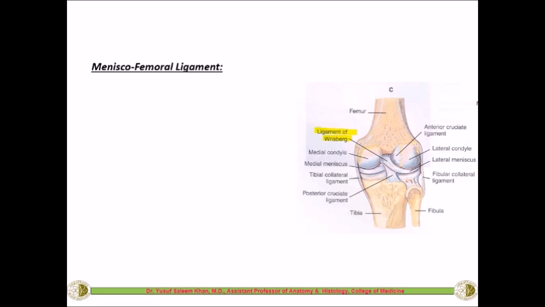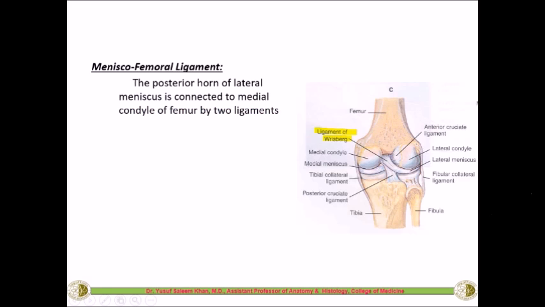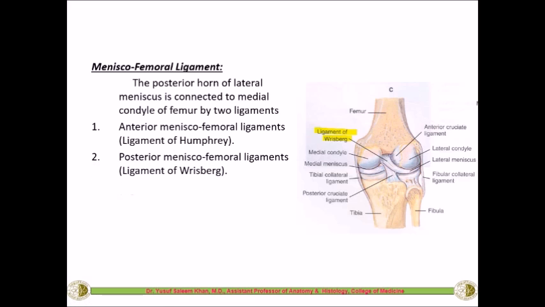There are also some small ligaments called the meniscofemoral ligaments, which are attached to the posterior horn of the lateral meniscus. So here is the lateral meniscus, and the posterior horn of the lateral meniscus is connected to the medial condyle of the femur. So it is attached to the medial condyle of the femur by two ligaments, anterior and posterior. The anterior meniscofemoral ligament is called the ligament of Humphrey, and there is also the posterior meniscofemoral ligament, which you are seeing from here.